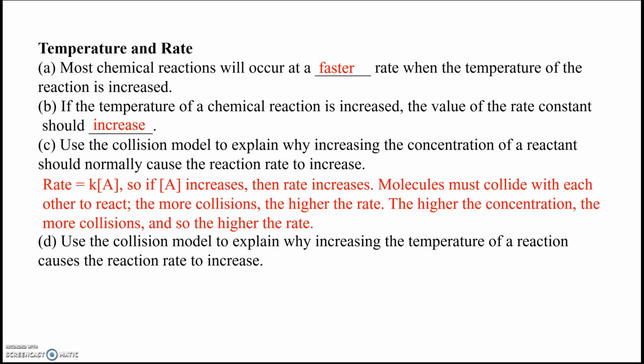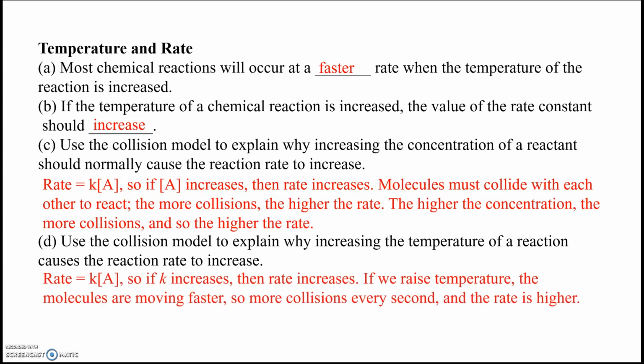The rate is proportional to the concentration of A. So if A increases, then the rate increases. Molecules have to collide with each other to react, and the more collisions, the higher the rate. So the higher the concentration, the more collisions you have, and so the rate goes up. Now, let's use this same collision model to explain why increasing the temperature causes the reaction rate to increase.